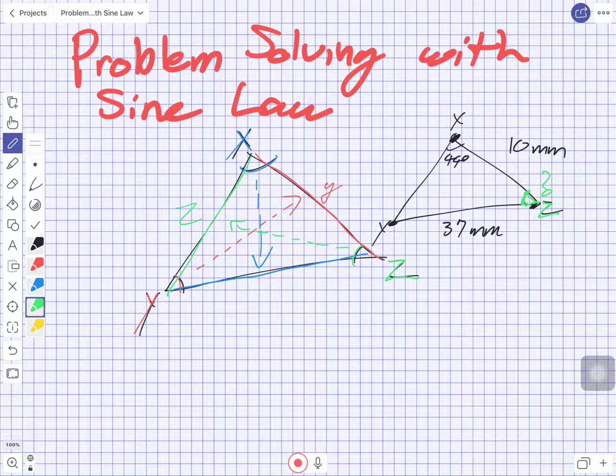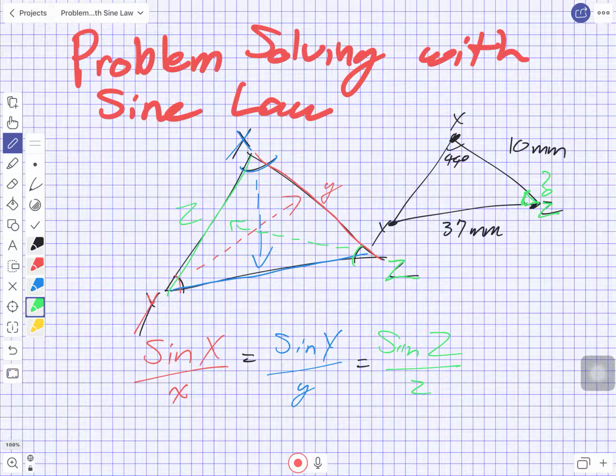The problem here is we're going to use sine law. And if I write out sine law real quickly, I'll do it with X, Y, and Z here. So sine X for the angle over side X is equal to, okay, so it's essentially a ratio, sine Y over side Y, which is also equal to sine Z over side Z, okay?